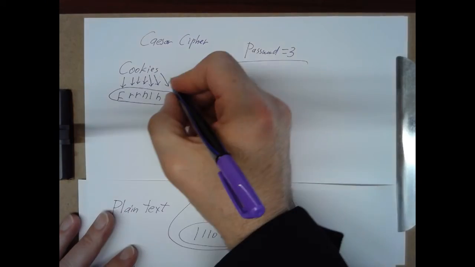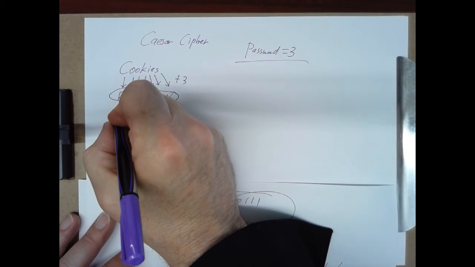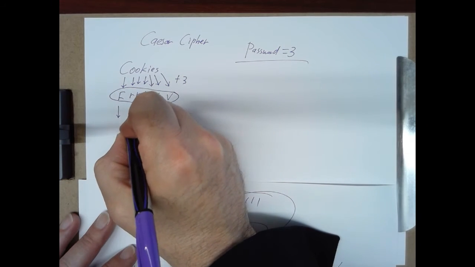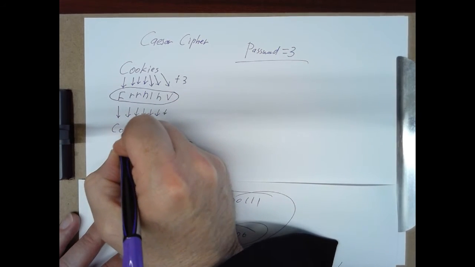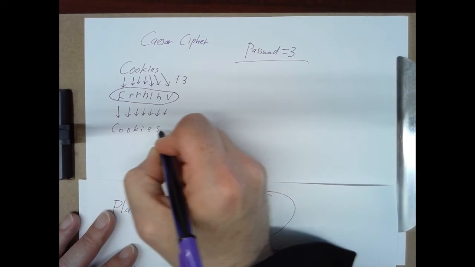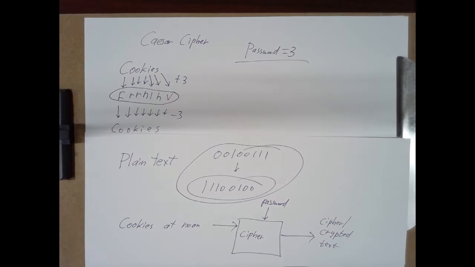So they take each of these. So here we were adding 3 to each letter. They take each of these and they subtract 3. And they get back the original message. All right, so that's, Caesar apparently actually used this, right, thousands of years ago. That's the basic idea of encryption, decryption.